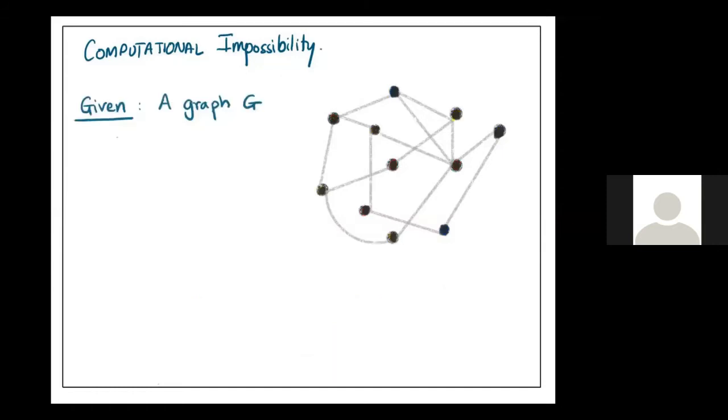So here is a very simple problem. You are given a graph. Graph is nothing but a bunch of vertices, like these points.